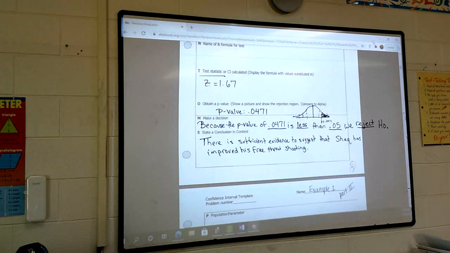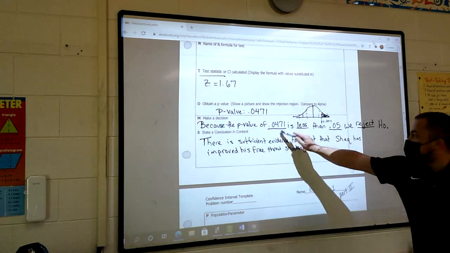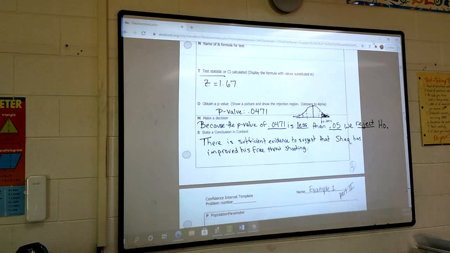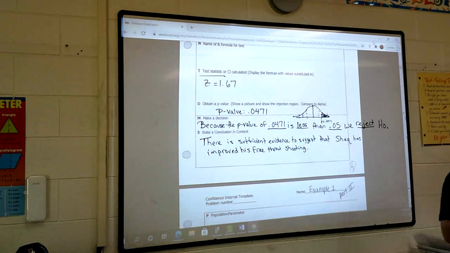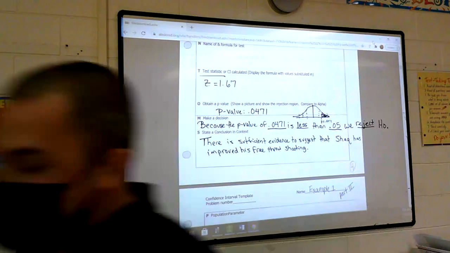So what that means is if P is below the significance level, you reject it. If P is above the significance level, you don't. Okay? And that's because the p-value is the probability of the null hypothesis being true and us getting the results we got or even more extreme. All right, so I tried to explain it as best I could with that.